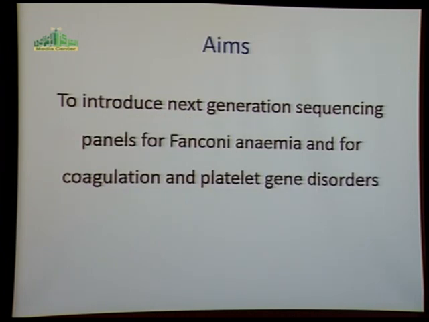The aims of this piece of work were to introduce next-generation sequencing panels for Fanconi anemia and for coagulation and platelet gene disorders. We started next-generation sequencing in our service about 2 years ago. The first panels we introduced were for connective tissue disorders and for inborn errors of metabolism. Over the last couple of years, they've been followed by about 10 other panels for specific types of disorders, with between about 10 and 100 genes in those panels.